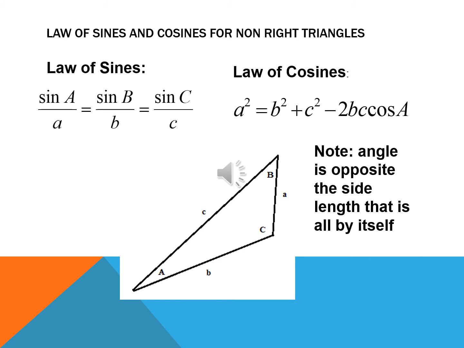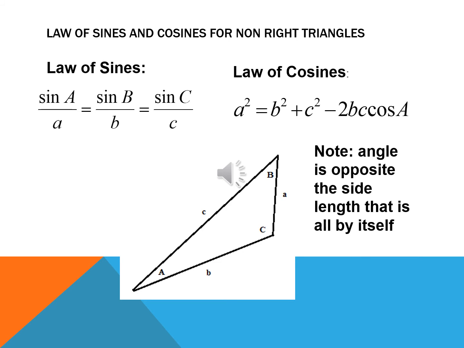The law of sines points out that for any triangle, sine of an angle divided by its opposite side gives you the same ratio no matter what angle you pick in the triangle. So it's written as sine of A over length A equals sine of B over length B equals sine of C over length C, where A, B, and C lengths are opposite A, B, and C angles.